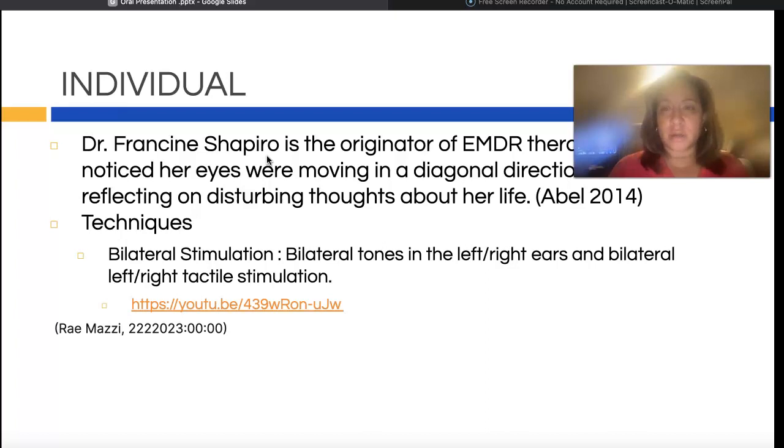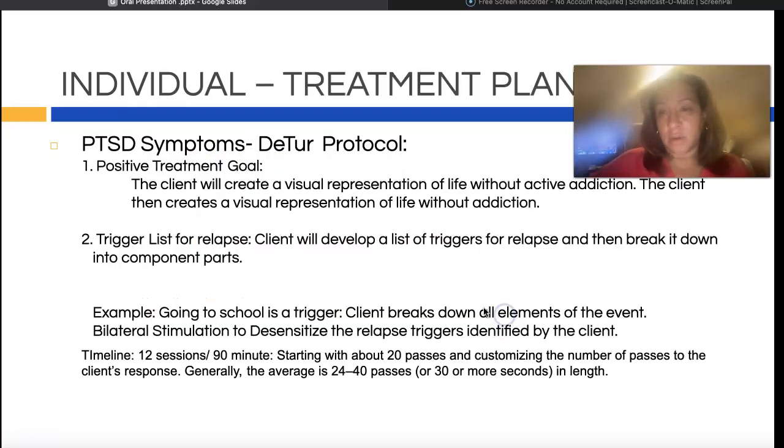It led her to also explore this bilateral stimulation. And later on, if you get the time, just click on the YouTube link. It really gives an example and it shows a therapist actually implementing the bilateral stimulation methods. I thought it was pretty interesting.